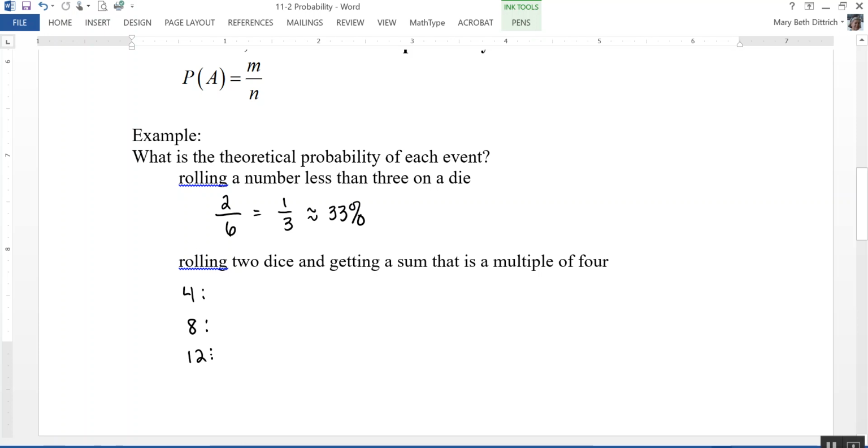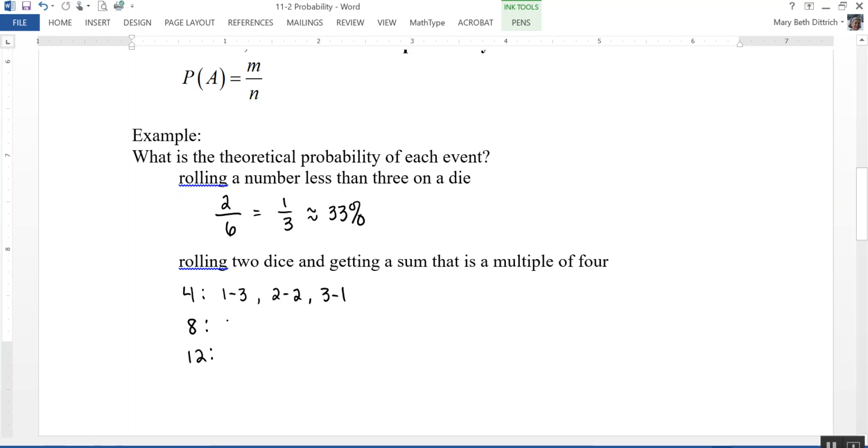Okay, so how many different ways are there to roll a 4? Well, I could roll a 1 on the first die and a 3 on the second. I could roll a 2 on the first die and a 2 on the second. And I could roll a 3 on the first die and a 1 on the second. Okay, so there's 3 different ways to roll a 4.